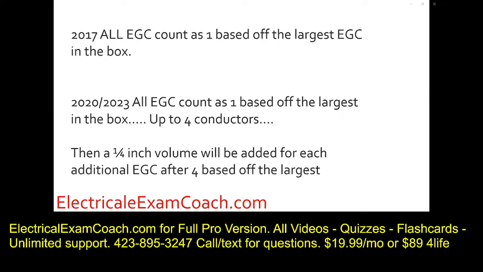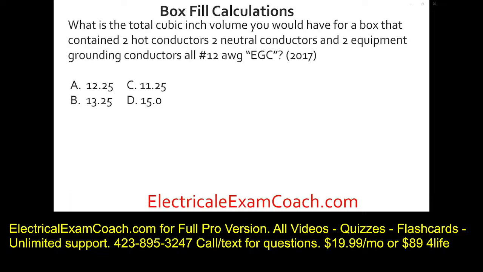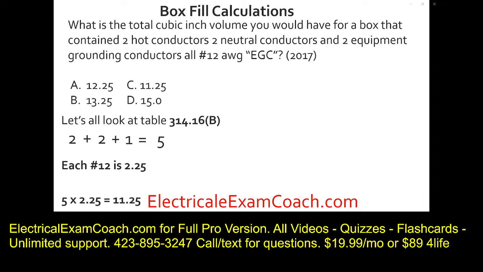I'm going to teach you how to do it one step at a time. What is the total cubic inch volume you would have for a box that contained 2 hots, 2 neutrals, and 2 equipment grounding conductors, all of the 12-gauge persuasion in the 2017? Well, we know we're going to count our 2 hots, we know we're going to count our 2 neutrals, and all of the equipment grounds count as 1 total. We would have a total of 5 cubic inches. We do the math for 12-gauge conductors, and we end up with 11.25.